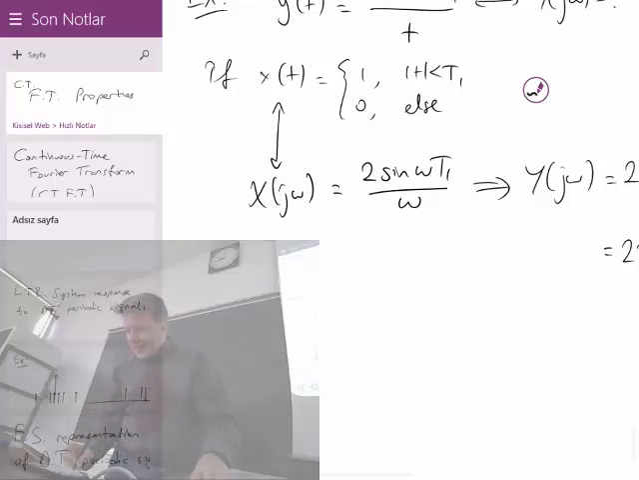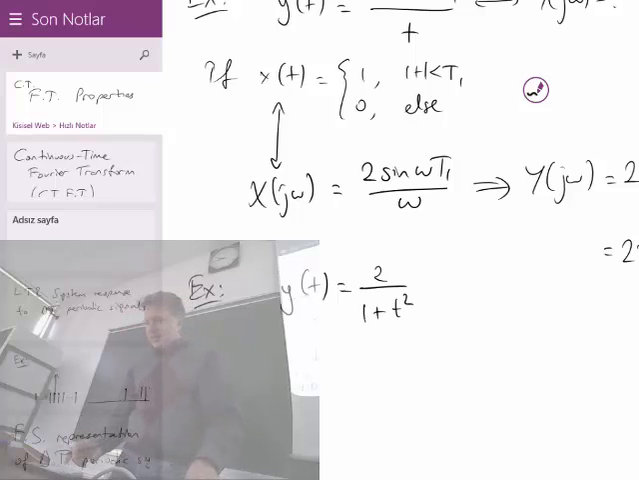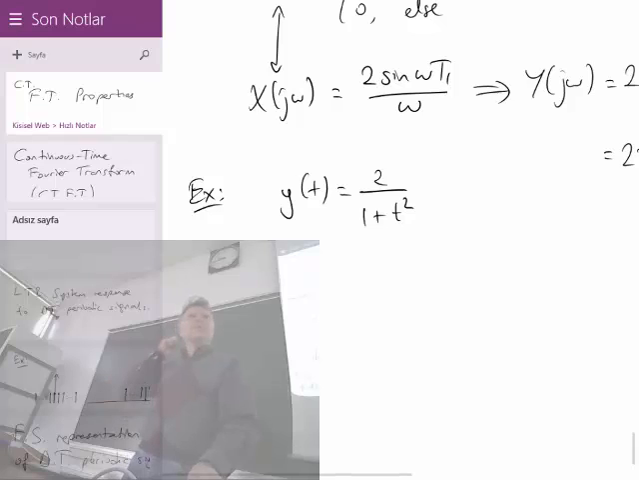Another example. Again, I fabricated the example. A nice one. The last one for this hour. We have a new y of t signal that is equal to 2 over 1 plus t squared. And the problem is, what is the Fourier transform of it? Can anybody think of a way to attack the problem again? Using the duality, of course, we are covering that property.